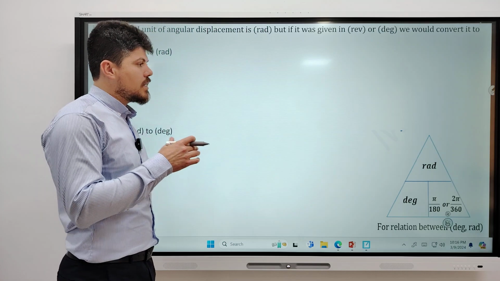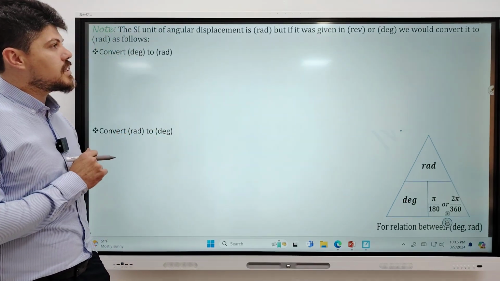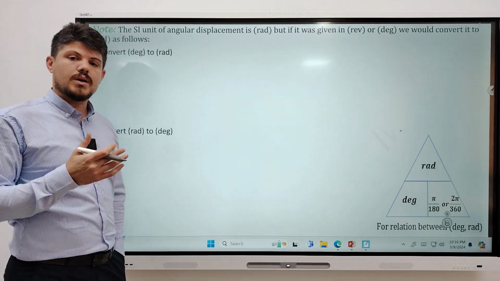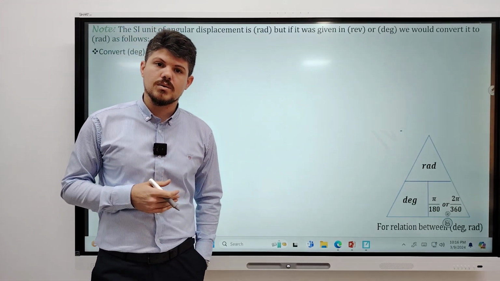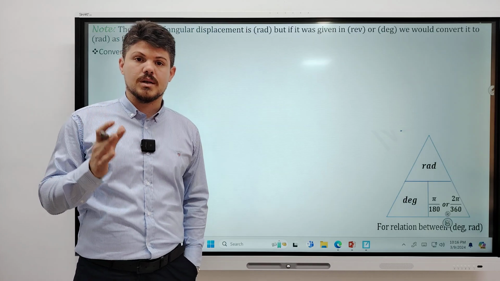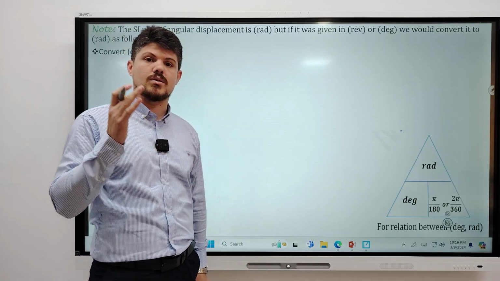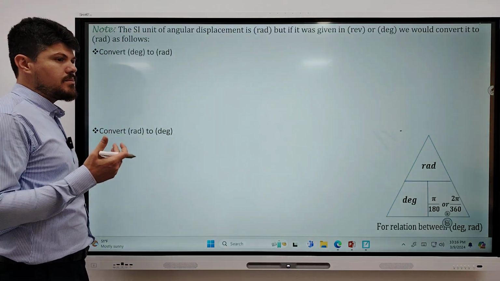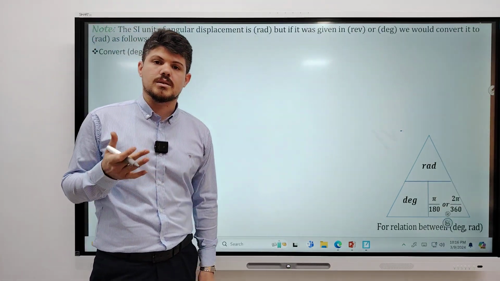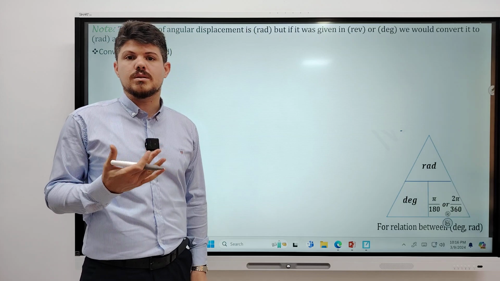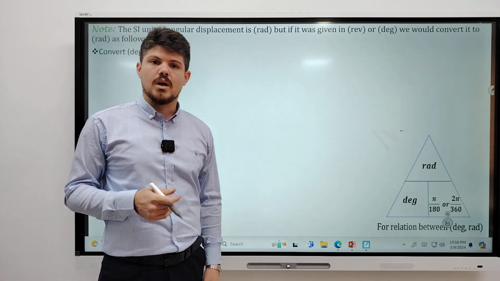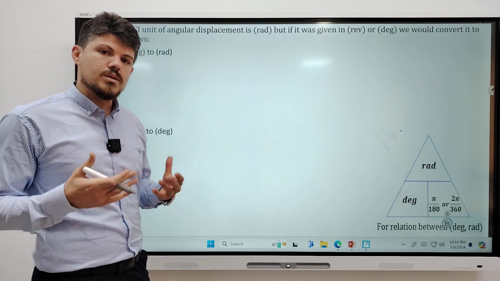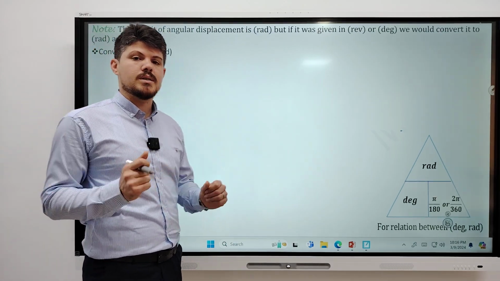As you know, in this chapter, when you are solving the question to find the angular speed and angular acceleration, in the case when angular displacement is given in degree or rev, you have to convert to what? To rad. Sometimes, depending on the question, it asks us to find angular displacement in degree or in revolution. So that is why you have to know how to convert between these 3 scales of angular displacement.